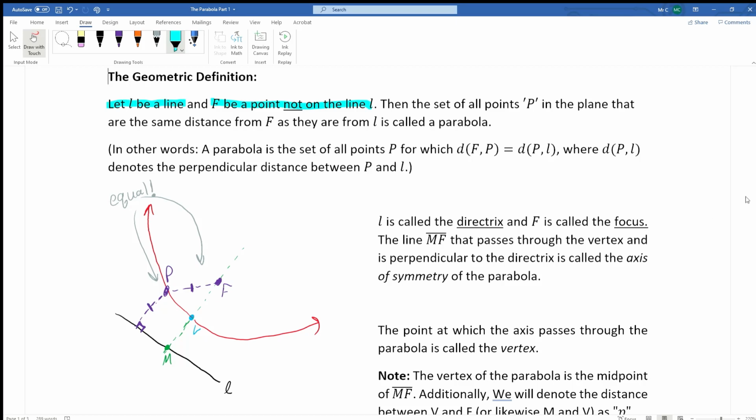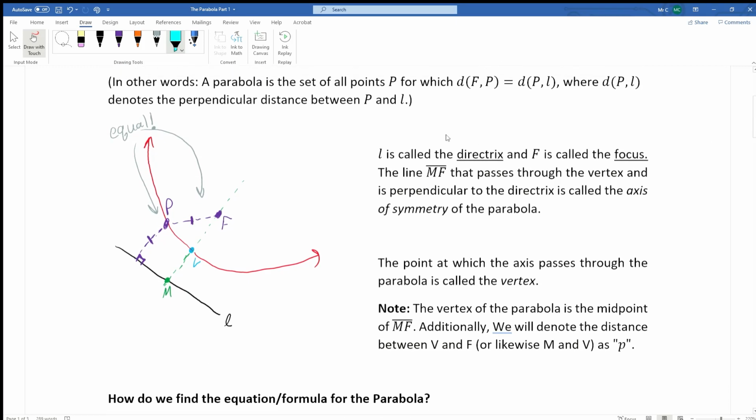So we're going to go ahead and name the various parts of this graph so that we can refer to them a little more clearly. So we call this line L the directrix. We call F the focus. So you could kind of think of these names as the directrix kind of directs how the graph moves out, and the focus pulls the graph in around it.